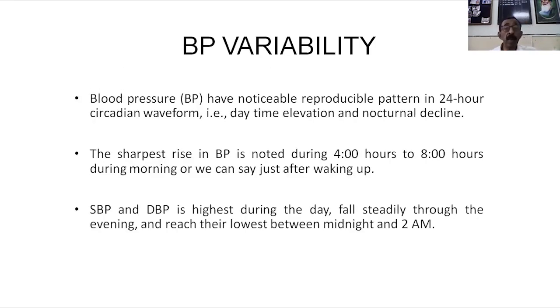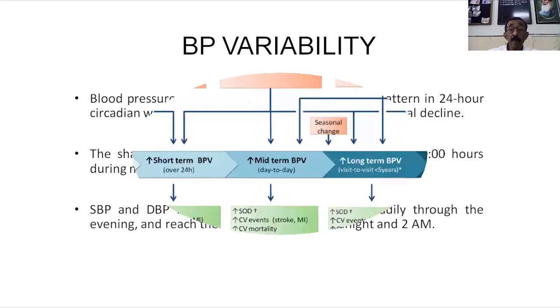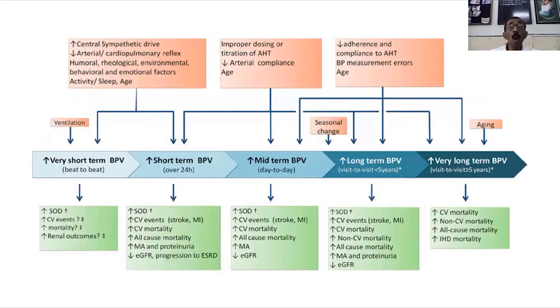Next is the blood pressure variability. The blood pressure has a noticeable, reproducible pattern in the 24-hour circadian waveform, right? We all know there is a sharp rise in the BP during the early morning hours, that is between 4 to 8. And then steadily it falls through the evening, so that the lowest value of the blood pressure is between midnight and 2 a.m., right? And then again after 2 a.m., say around 4 a.m., it starts rising. So this is the blood pressure variability. But remember, this has long-term effects.